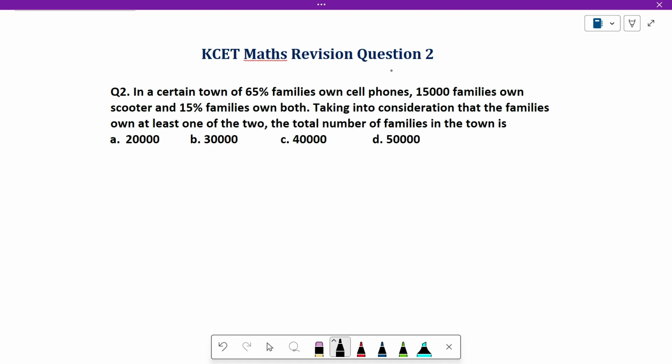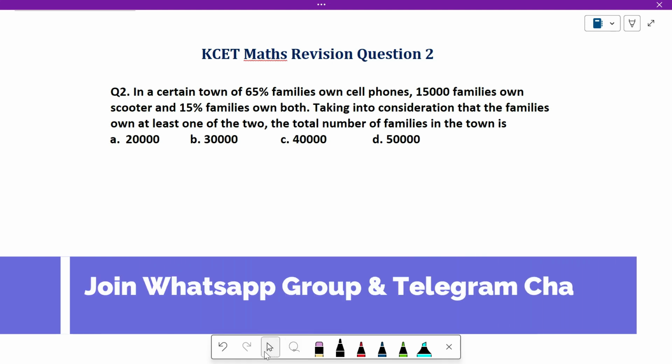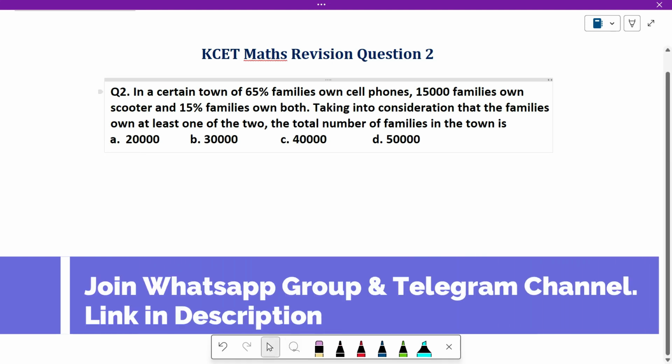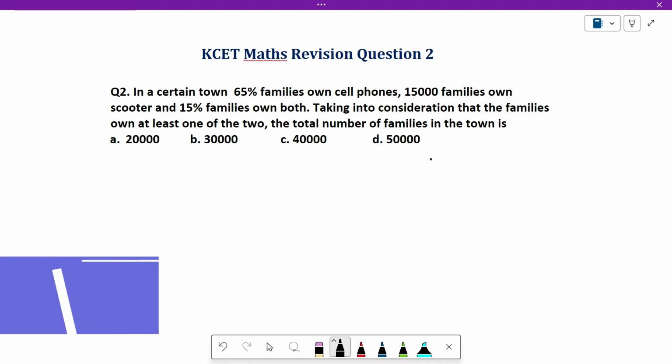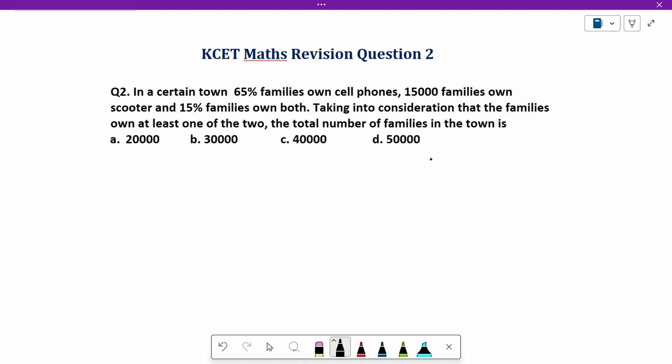Today we are seeing our second question, which is also from set theory. In a certain town, 65% of families own cell phones, 15,000 families own scooters, and 15% of families own both. Taking into consideration that families own at least one of the two, the total number of families in the town is? So this is the question. This was asked in the year 2021.